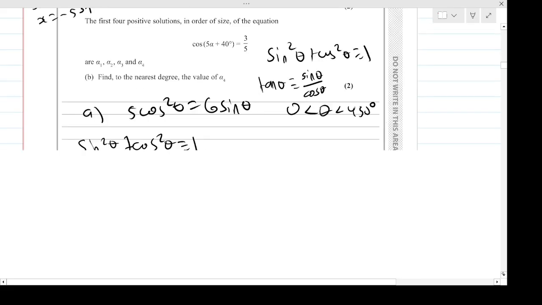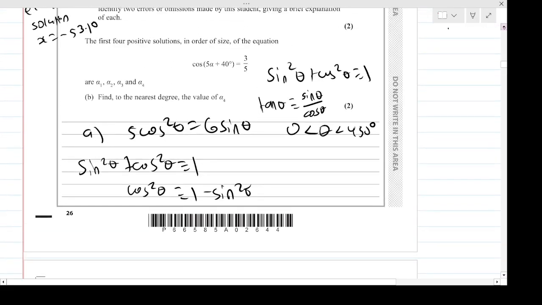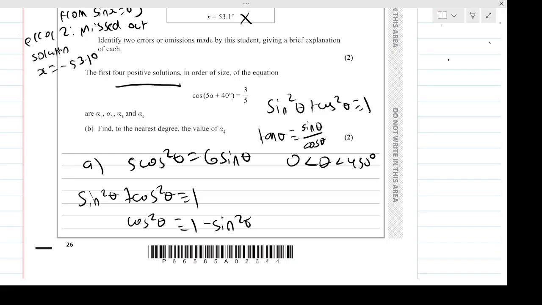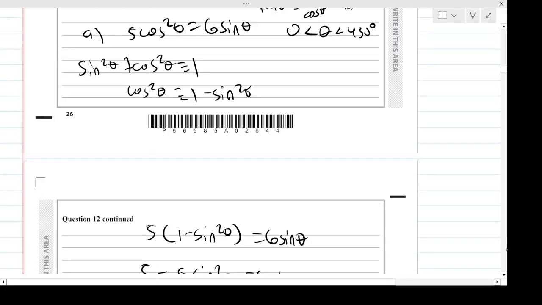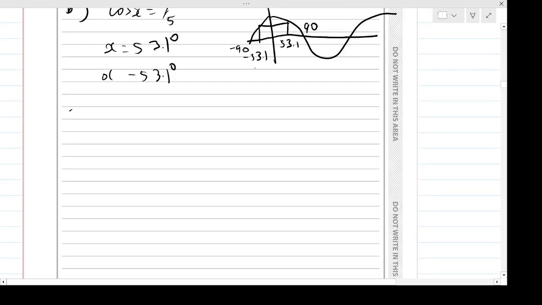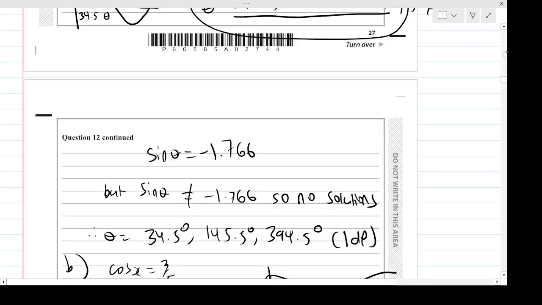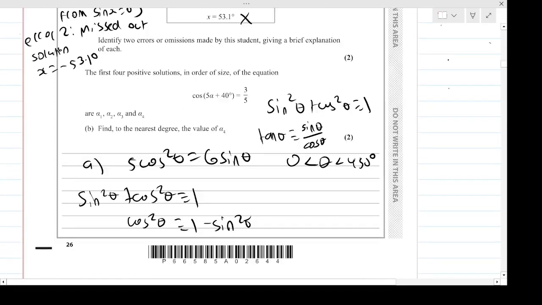Okay, then for the next part, we're told the first four positive solutions, in order of size, to the equation cos of (5 alpha + 40) equals 3/5 again. I'll make a note of that. The first four positive solutions are alpha 1, 2, 3, and 4. Find alpha 4. So we need to find the fourth positive solution.